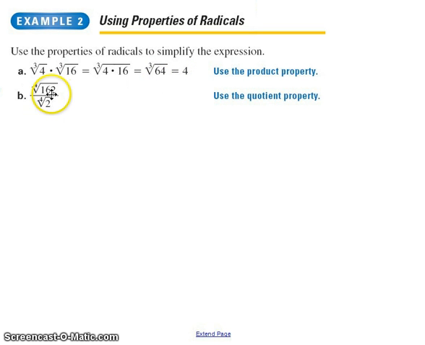Second example, both of these are to the 4th root. Well, I could do 162/2 if I wanted to, and make the whole thing to the 4th root. Well, that's 81 to the 4th root, and I know that the 4th root of 81 is 3.